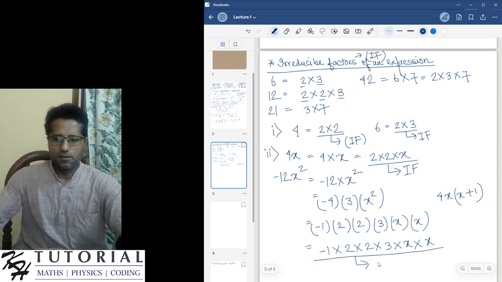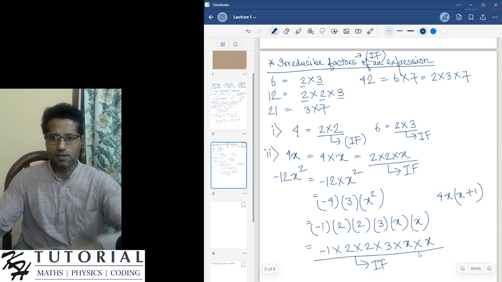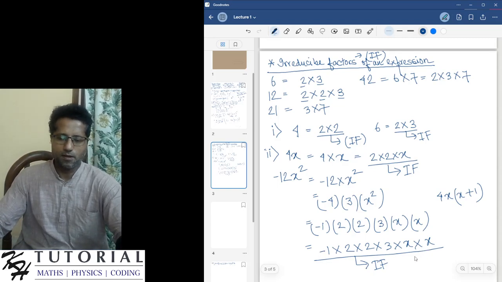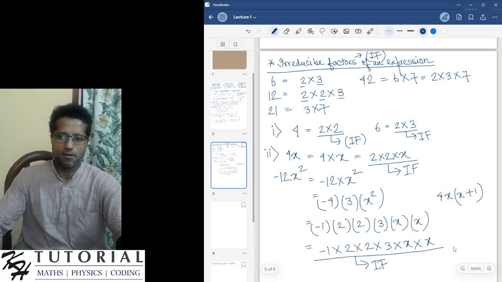That is, when you write minus 12 x square in irreducible form, you have to write it this way: minus 1 multiplied by 2 multiplied by 2 multiplied by 3 multiplied by x multiplied by x.